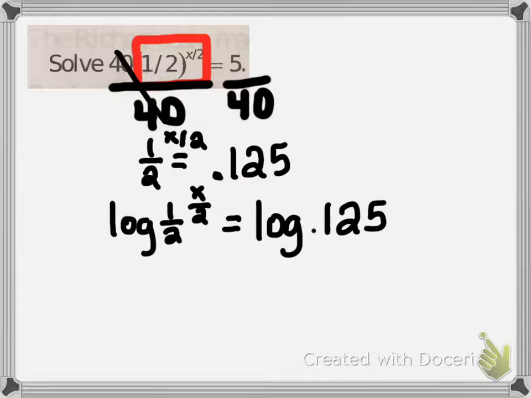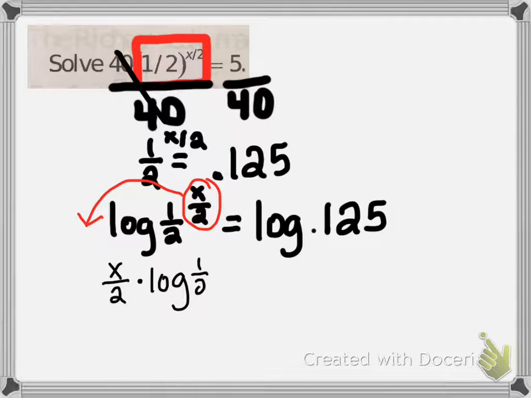Then for the next piece, it says use properties of logarithms to expand. What that means is that we're going to take this exponent, and we're going to move it to the front. So once we do that, that leaves me with x over 2 times the log of 1/2 equals the log of 0.125.